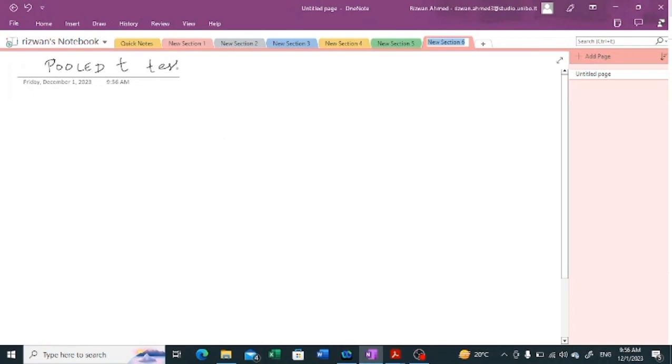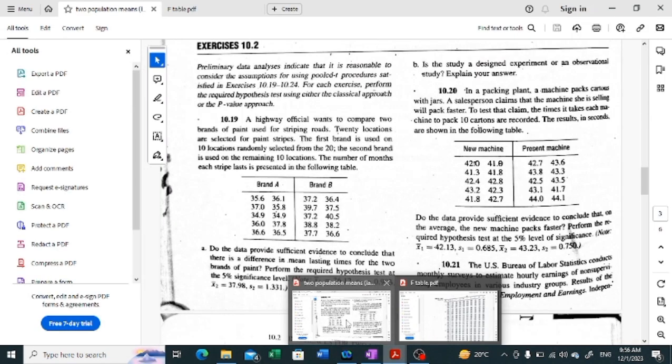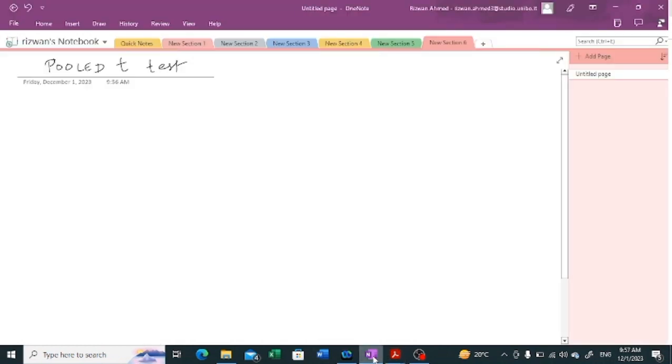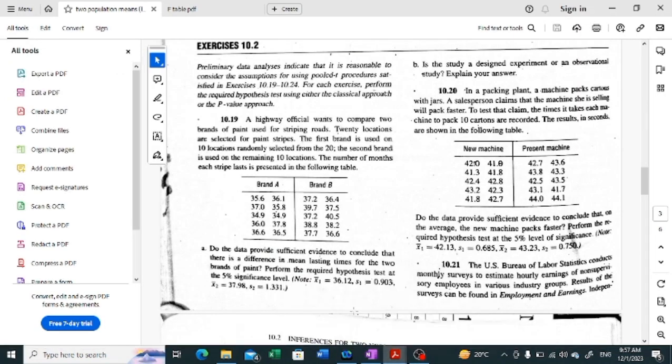So pooled t-test we are going to perform on this data, and again we will copy the data. The number of observations are equal, and the mean values are 42.13 and 43.23. So x1 bar is given as 42.13 and 43.23.